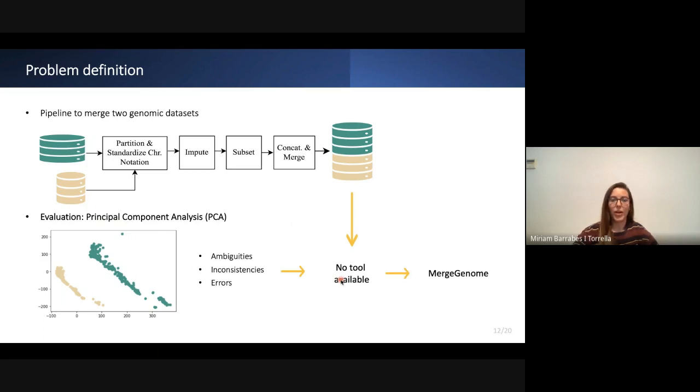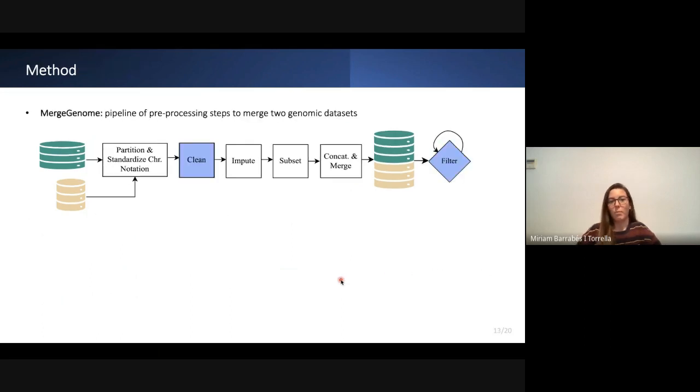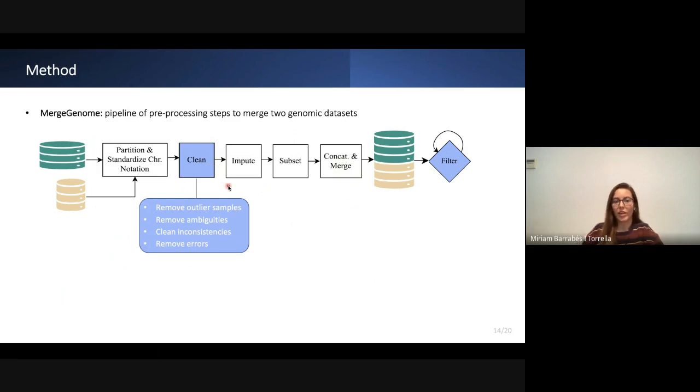So we designed Merge Genome, which is a pipeline of pre-processing steps to merge two genomic datasets, and that includes two additional models, the clean model and the filter model. So the first model, in general terms, removes outlier samples, ambiguities and errors, and cleans inconsistencies.